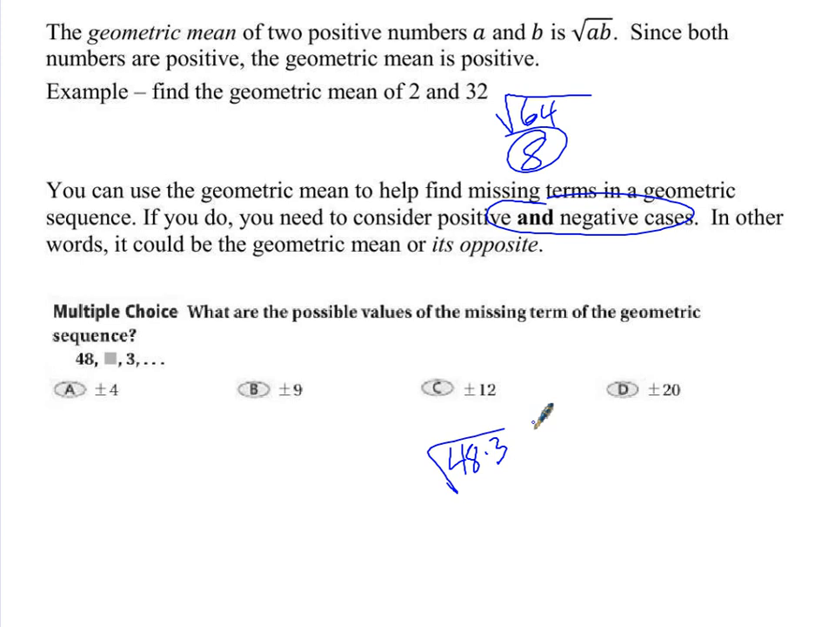Well, what's 48 times 3? So we have 144 being square rooted, which gives us 12. But because this is a geometric sequence, we have to include the plus or minus. Because if I have the positive 12, obviously 48 times 1/4 is 12, and then 12 times 1/4 is 3. But in the negative case, 48 times negative 1/4 gives me negative 12, and then negative 12 times negative 1/4 gives me back to positive 3. So both of these numbers actually work. So you have to say both, which means that the answer is actually C.